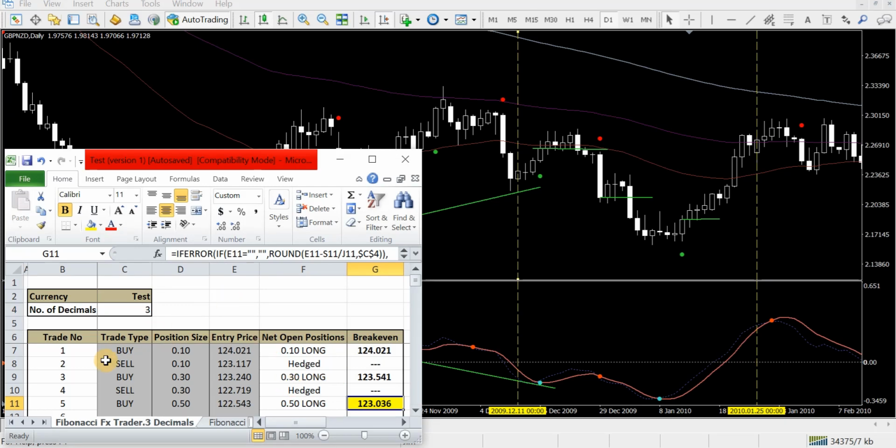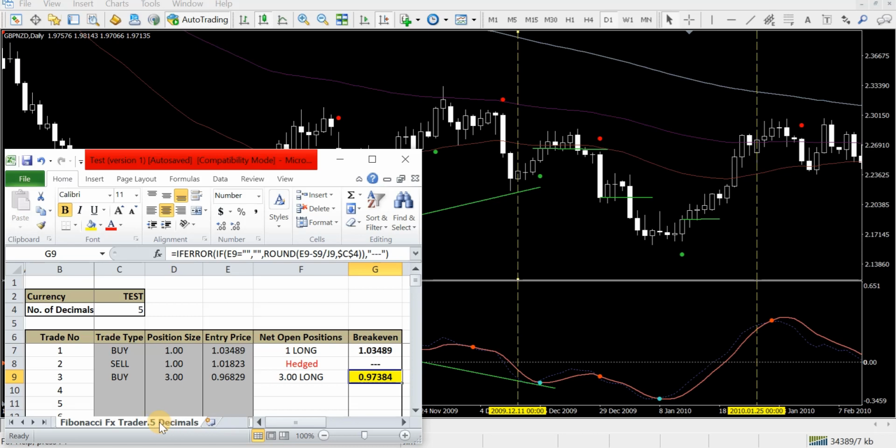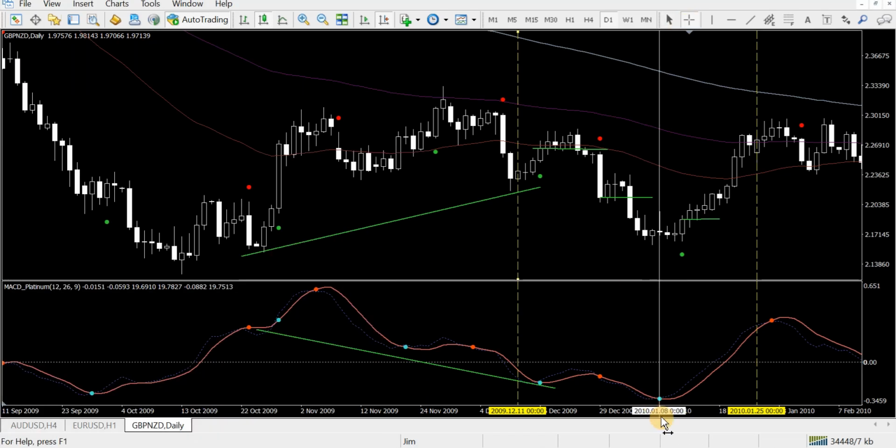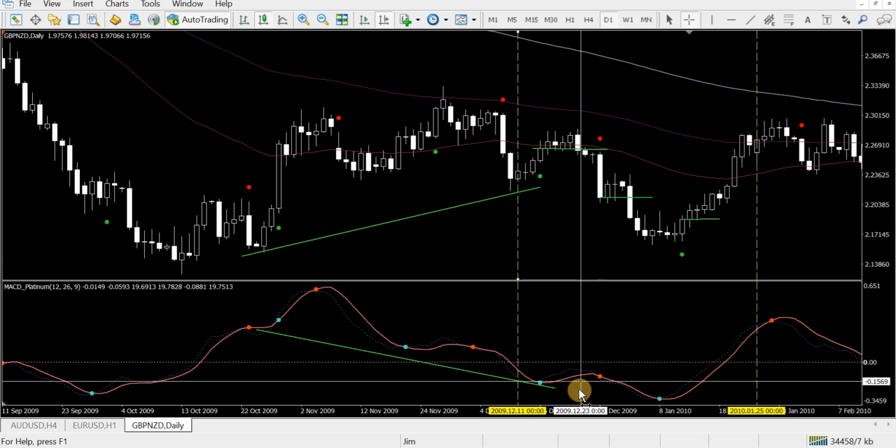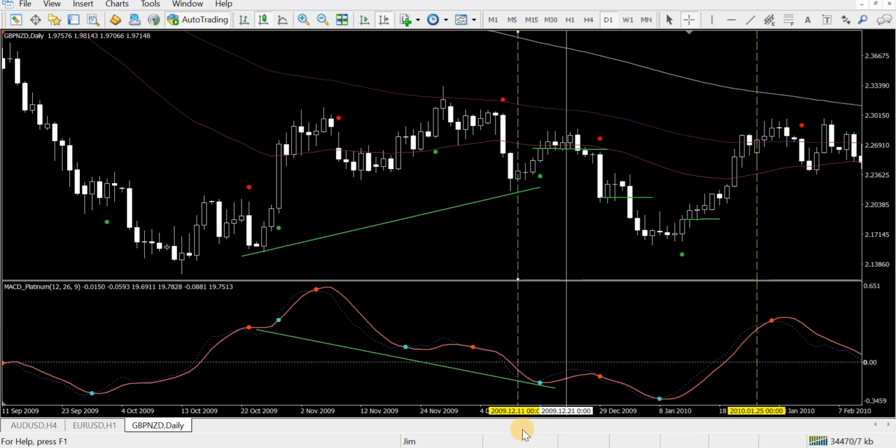Now, what are we? Pound New Zealand, so I'll go to the 5 decimal one. There's 2 sheets on this. I'll show you in a minute where it is. Don't worry about the Fibonacci FX Trader, 3 decimals. So you've got 2 sheets. It's either 3 or 5. 3 for the yen pairs or gold, and 5 for the other pairs. So I'll just bring that up again. I'll put my crosshairs on, and remember, using the crosshairs, you can look at the prices down the bottom of the chart here.